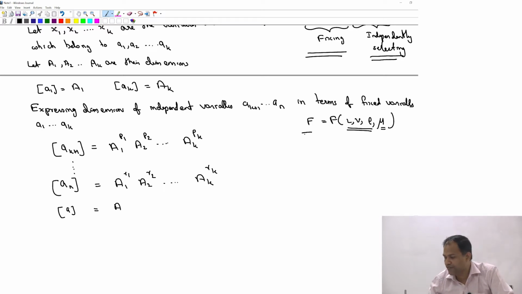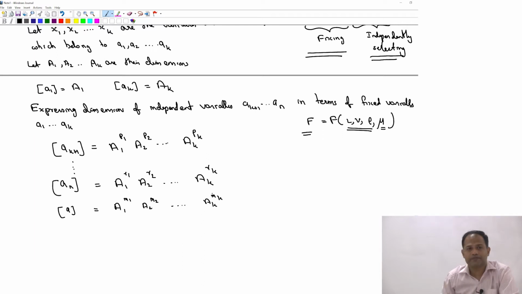Similarly, you will also be able to write your dependent variable again. So let's say you want to write f in terms of L, V and rho. So small a, which is the dimension of the dependent variable, again in terms of other dimensions, let's say a1 to the power m1, a2 to the power m2 and so on, ak to the power mk. I'll take a pause and ask if you have any questions.